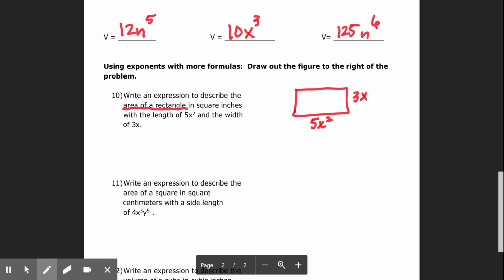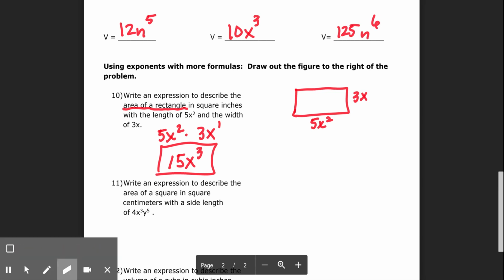So we're going to find the area. So that's going to be length times width. So 5x squared times 3x. So 5 times 3 is 15. And then 2 plus 1 gives you 3. So 15x cubed. And this is square inches. So it would be inches squared.